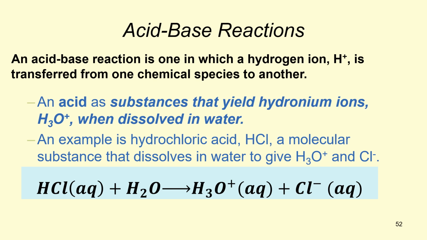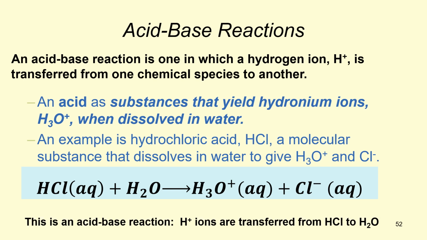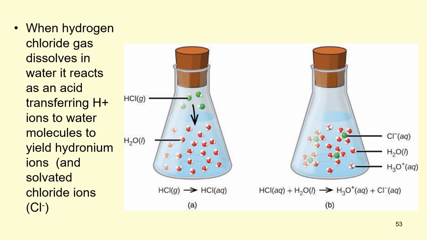So this is an acid-base reaction because a hydrogen has moved from this compound to this compound. This is just showing an example. If you take hydrogen chloride, the compound hydrogen chloride, and you dissolve it in water, you end up with an acid, which is hydrochloric acid. And this is what happens. The H changes over to the H2O to give you the H3O plus and the Cl negative. And so this is the acid.